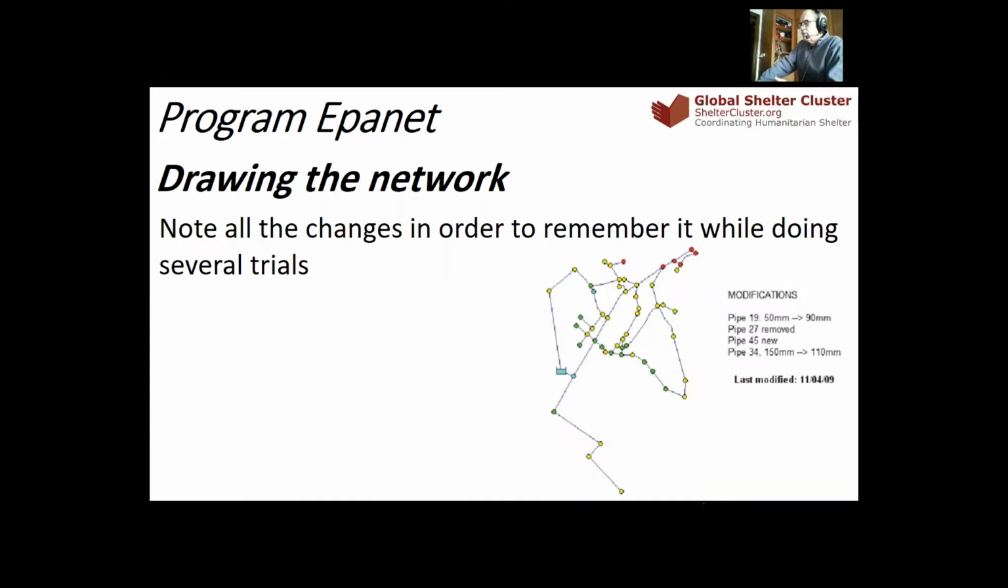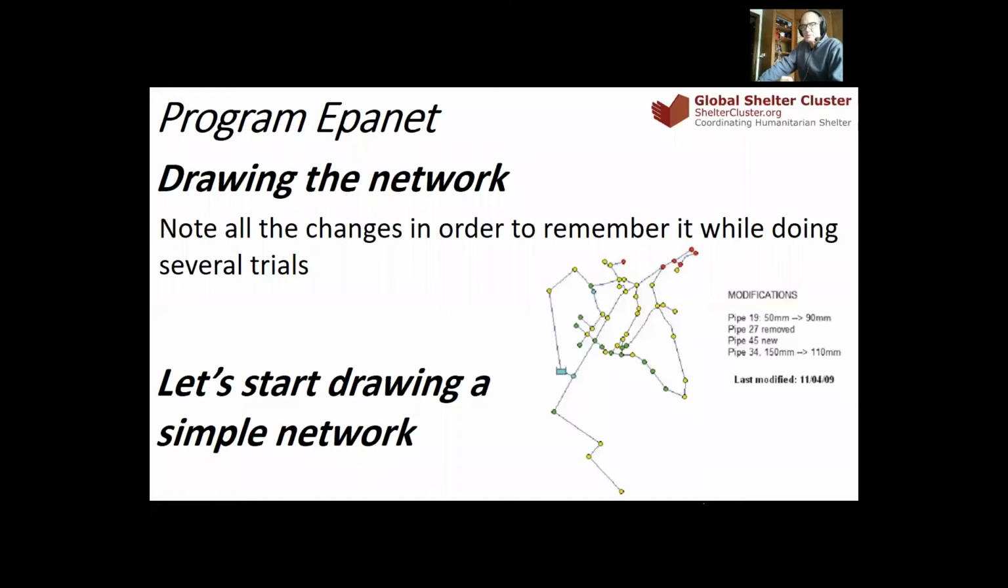And like I was telling you, Epanet is not going to propose a pipe to you. It's just going to tell you this pipe is good or this pipe is not good. And that's why you have to remember when you make a change. That's why you do several trials up to the moment where your network is fine for you.